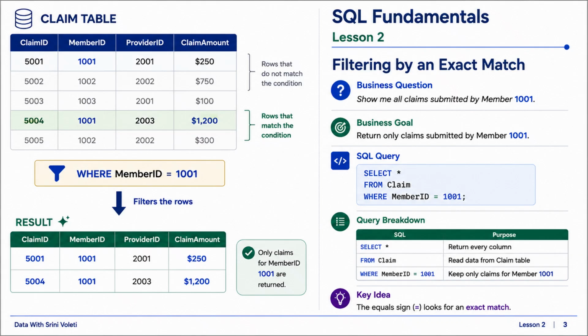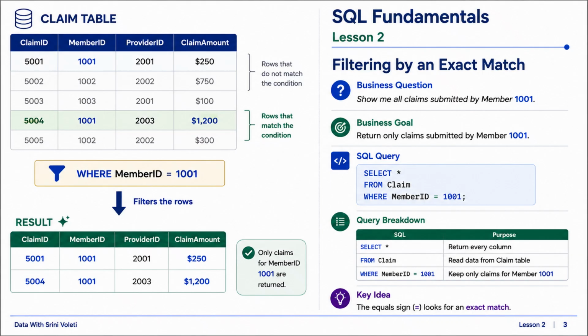Let us look at the claim table. Our attention is on the member ID column now because that is the field we'll use to filter the data. Our goal is simple. Find every row where the member ID is 1001. Let us scan the table together. First, claim 5001 belongs to member 1001, so it matches our condition. The second claim belongs to member 1002, so SQL skips it. The third claim belongs to member 1003, which also does not match.